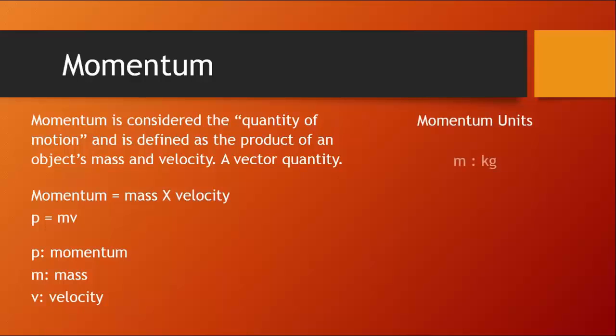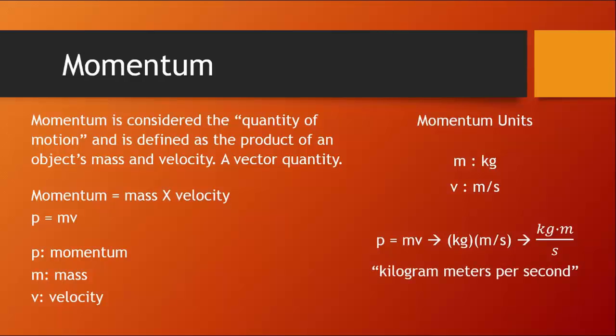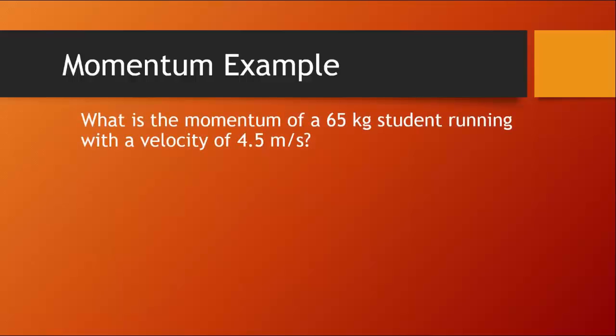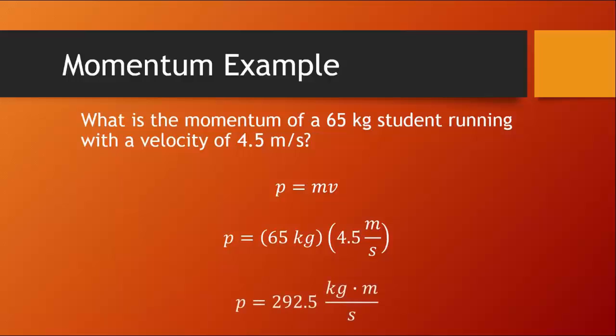Let's take a look at the units for momentum. Mass, we always measure in kilograms. Velocity, we always measure in meters per second. So if we take an amount of kilograms and multiply it by an amount of meters per second, we end up with kilogram meters per second. There's no special unit for this. We just say kilogram meters per second, and we write kg·m/s. Here's an example of a simple momentum problem. What is the momentum of a 65 kilogram student running with a velocity of 4.5 meters per second? Well, p equals mv. Plug in the mass and the velocity. We find that the momentum of this student is 292.5 kilogram meters per second.